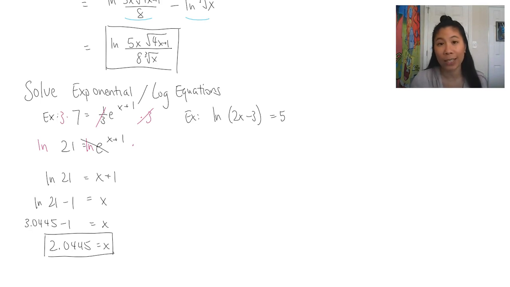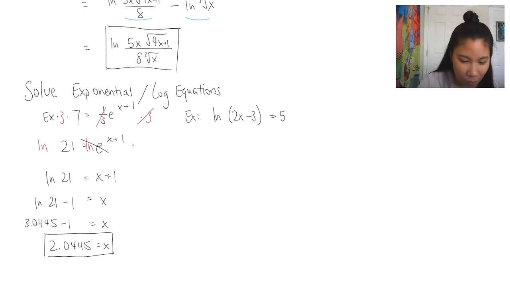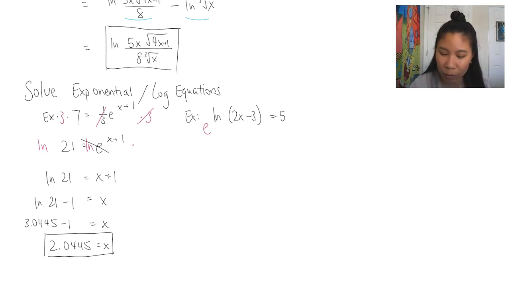Okay, so in order to get x by itself, we need to get rid of that natural log. The thing that'll cancel out with it is e. So e we have to use as a base. We're going to raise e to the power of natural log 2x minus 3, and then on the other side, we'll do e to the 5th power. So it always has to be a power. You're not just multiplying. But that'll cancel out with the natural log.